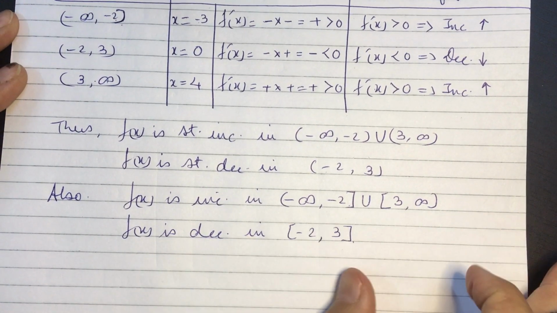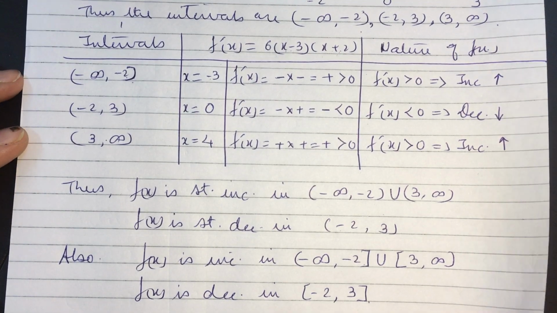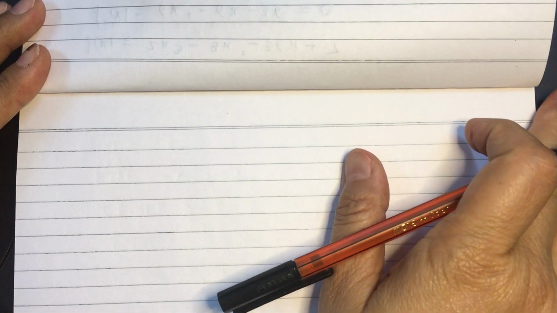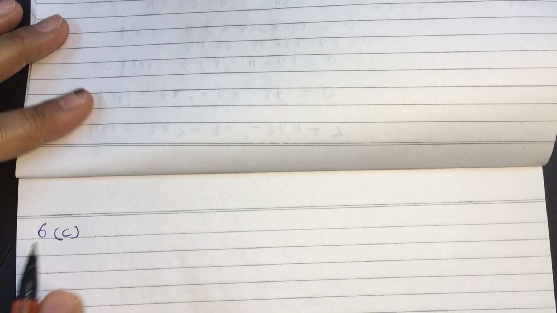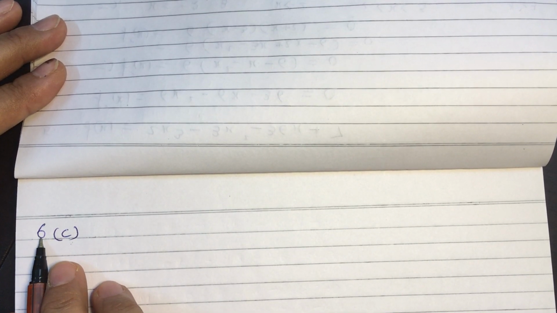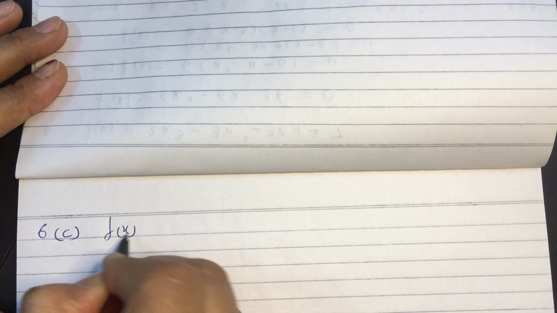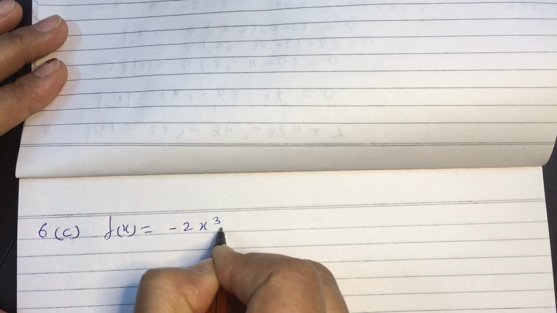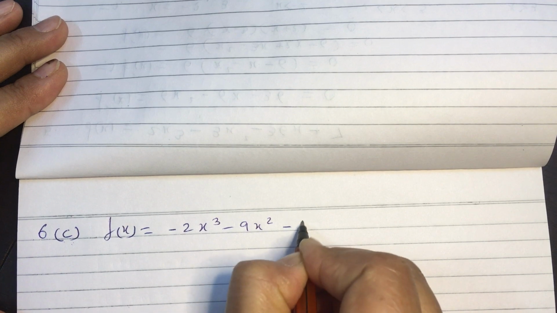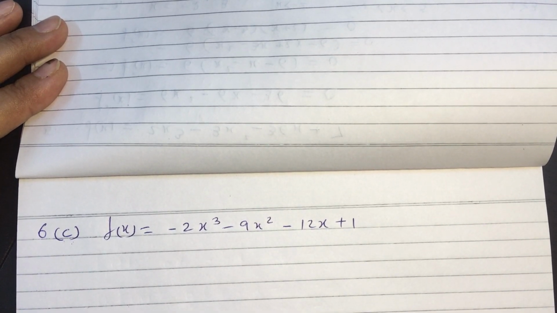Okay. So now one more question which is slightly different than this, but another very important one, that is question number 6. Let's take B part, okay, or we can even take the C part. So question number 6, C part. B part is much easier than this, but on the same line, so you can do that on your own. Question number 6, C part, says that f(x) equal to -2x cube minus 9x square minus 12x plus 1.